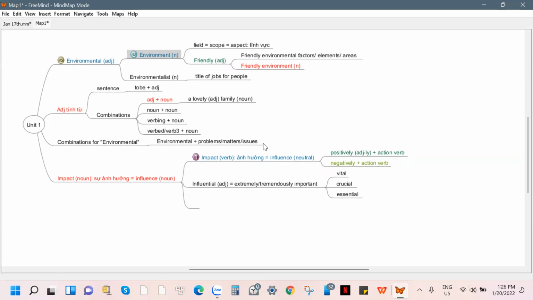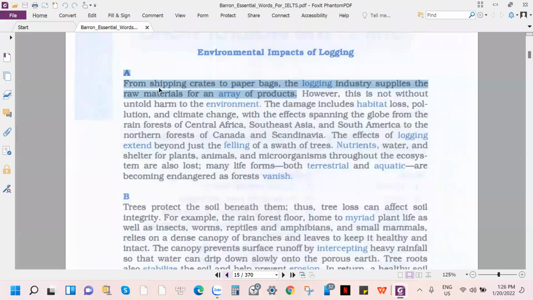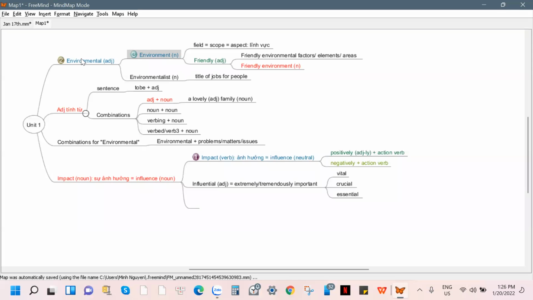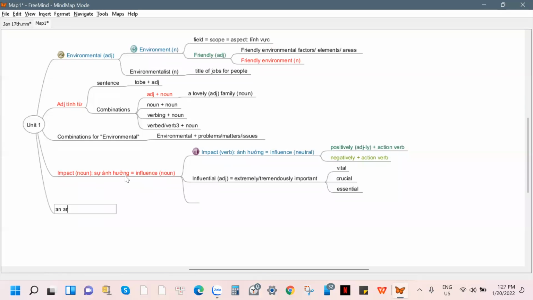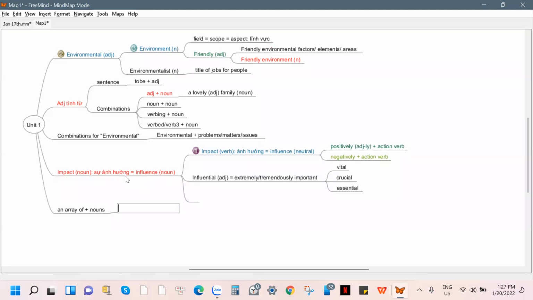No more. Okay, so right here, let's start from this sentence. From shipping crates to paper bags, the luxury industry supplies the raw materials for an array of products. Very good word choice right here. An array. After an array, we need to use plural nouns. You can say that you have lots of choices, but that is basic English. Basic English: lots of and nouns at the end.